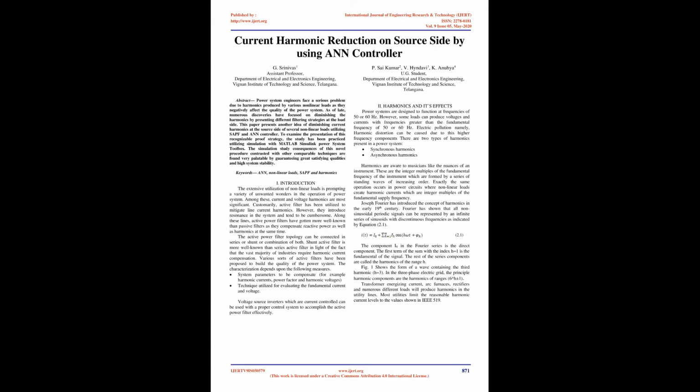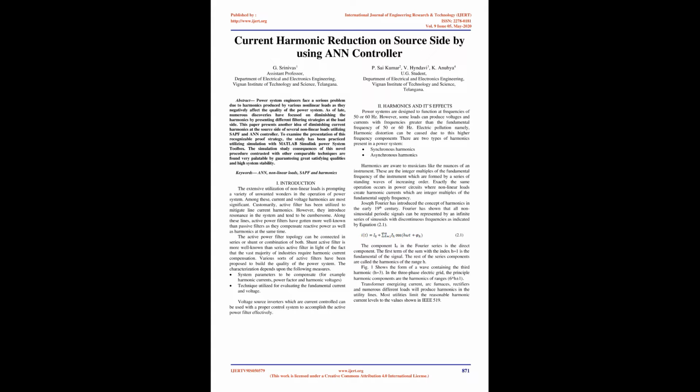The active power filter topology can be connected in series or shunt or a combination of both. Shunt active filter is more well-known than series active filter because the vast majority of industries require harmonic current compensation. Various sorts of active filters have been proposed to improve the quality of the power system. The classification depends upon the following measures. System parameters to be compensated, for example harmonic currents, power factor, and harmonic voltages. Technique utilized for evaluating the fundamental current and voltage.